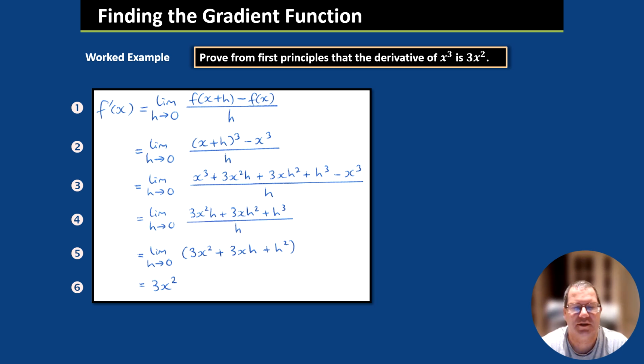And then in line 6, okay, we've been looking at the limit as h tends to 0 so far. So if we actually make h equal to 0, or h tends to 0, what we're going to be left with is simply 3x squared, which is the answer to the question.